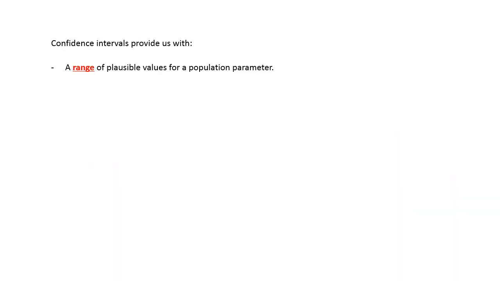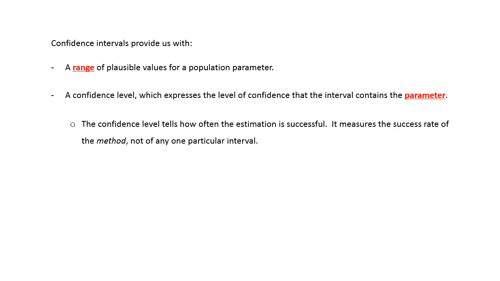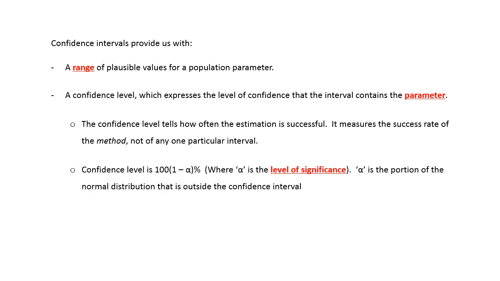All right, confidence intervals give us a range of values where a parameter might be. It tells us how confident we are that the parameter will be in that range that we came up with. It doesn't measure how one method or one sample works, but how the method that we're sampling works, as in the applet that's on the other video.